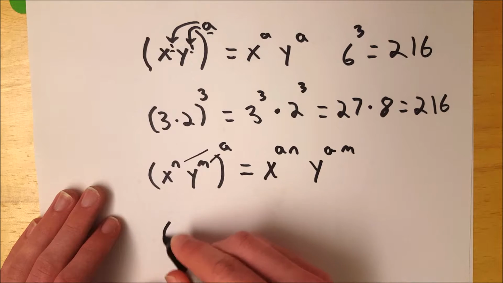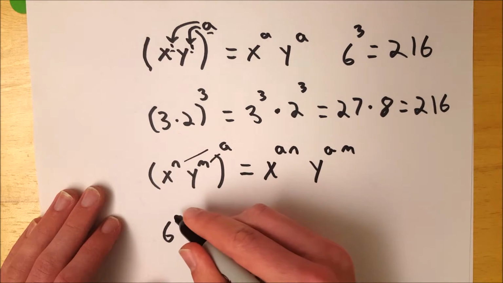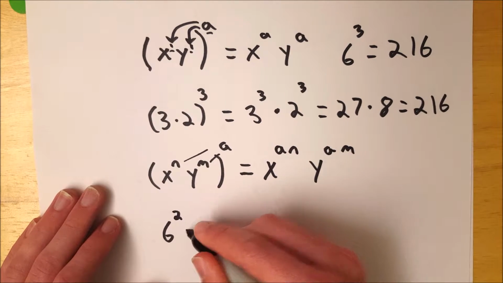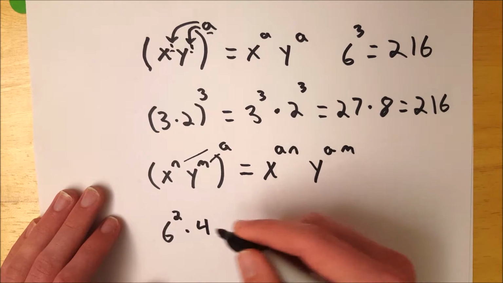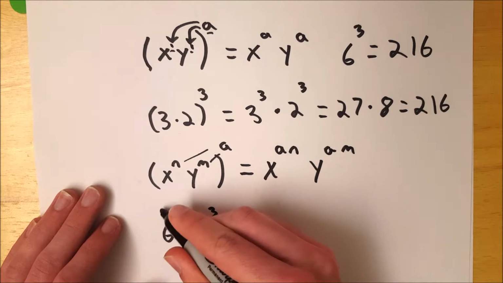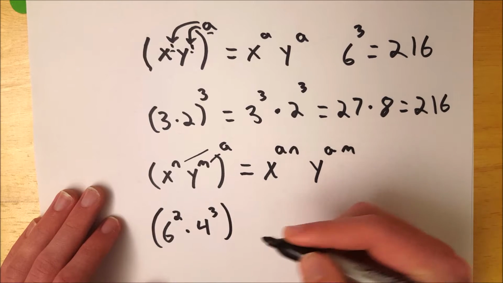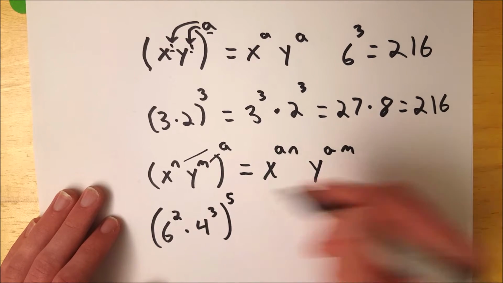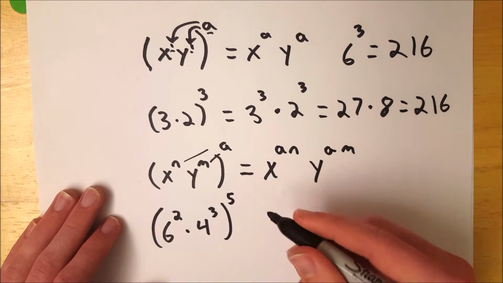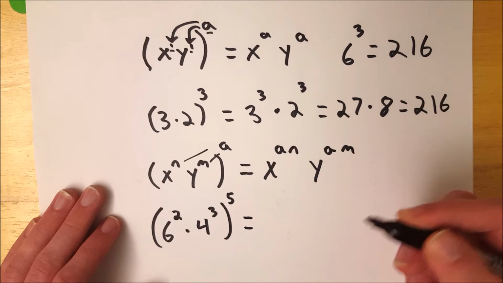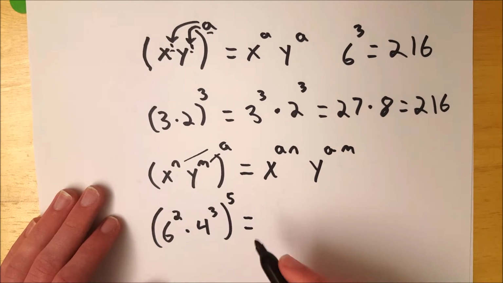So let's look at some real numbers. Let's say we have 6 to the power of 2 multiplied by 4 to the power of 3, and let's raise this whole thing to the power of 5. This is probably going to be a big number that I probably won't tell you because it's such a big number, but I could be wrong.